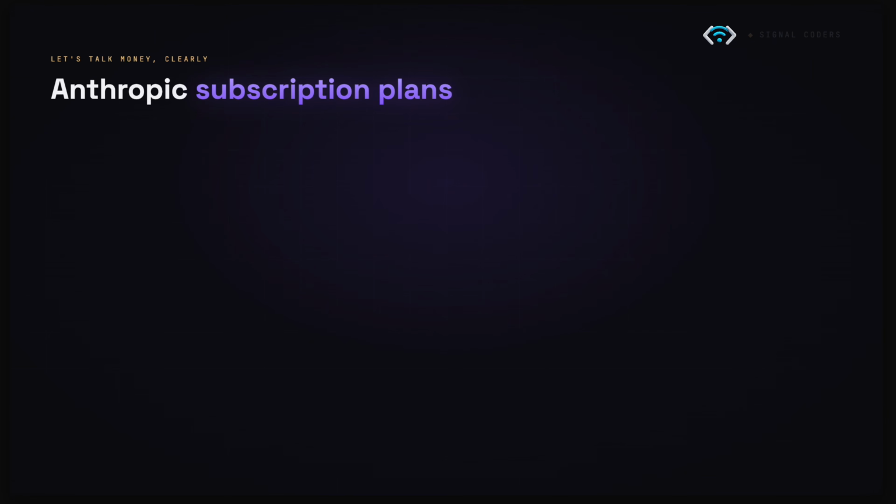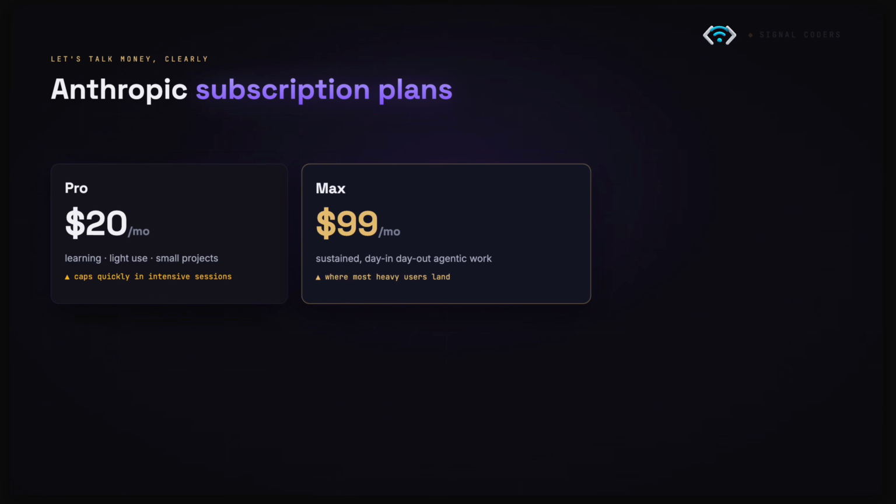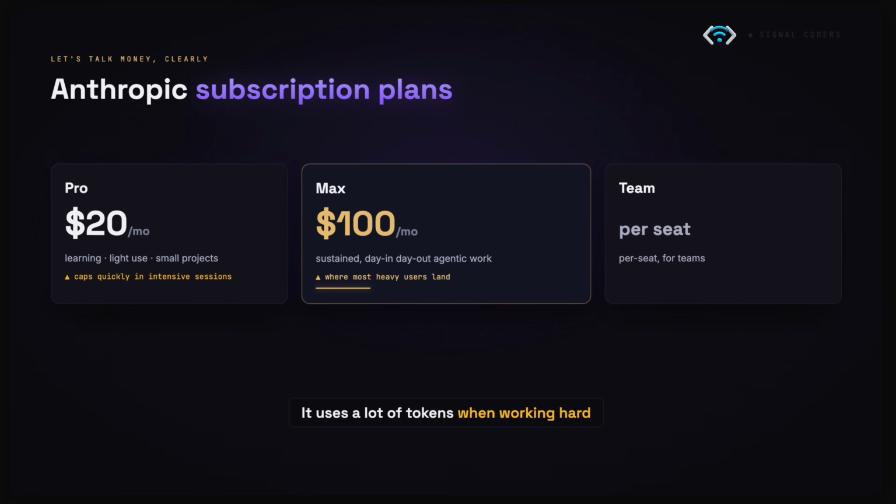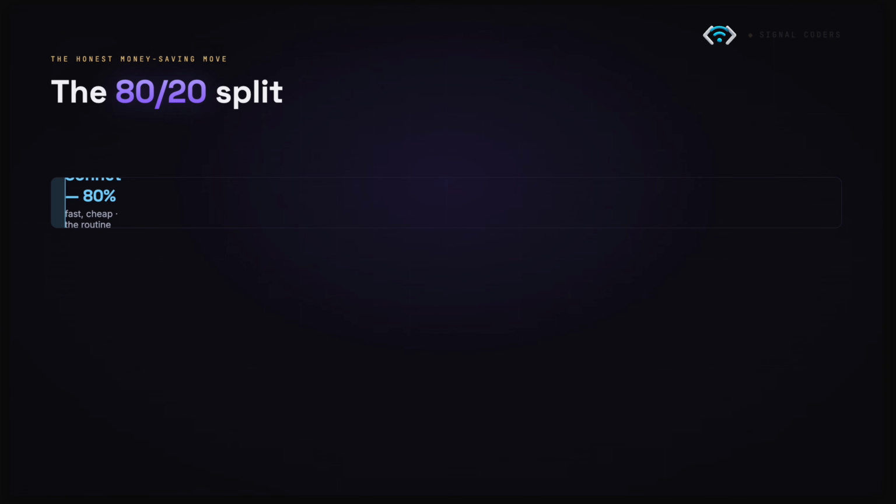Let's talk money, clearly, because the pricing genuinely matters and the right choice depends on how you'll use it. Claude Code runs on Anthropic's subscription plans. The $20 a month Pro plan is the entry point. Great for learning, light use, and small projects. But heads up, it caps fairly quickly during intensive sessions because this agent uses a lot of tokens when it's working hard. If you're going to use it seriously, day in and day out, the $100 a month Max plan is what most heavy users land on. It's the practical choice for sustained agentic work, and people who rely on it consider it easily worth it for the time saved.